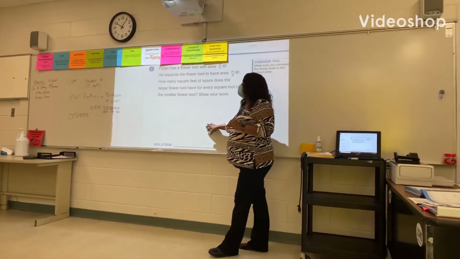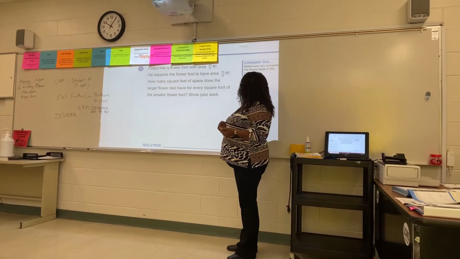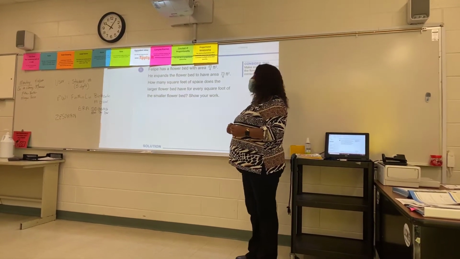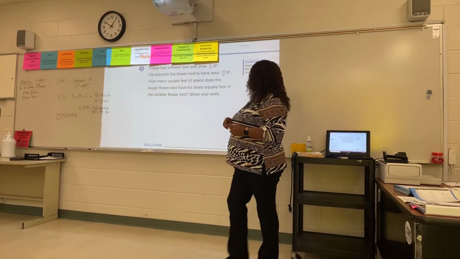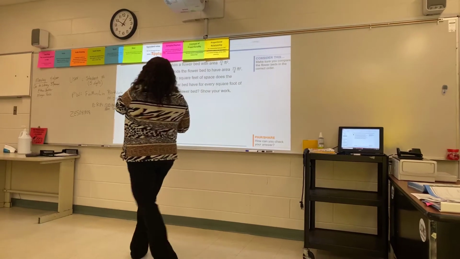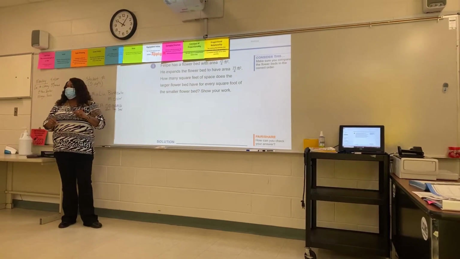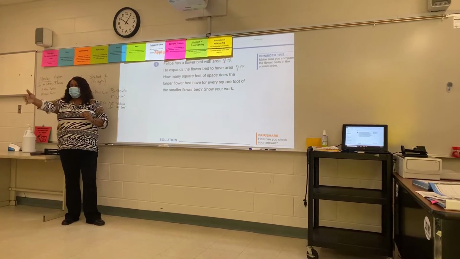On your sheet, it says Felipe has a flower bed with an area of 24 quarters square feet. He expands the flower bed to have an area of 75 quarters square feet. How many square feet of space does the largest flower bed have for every square foot of the smallest flower bed? Who can tell me what I'm talking about in this problem? What you got, Jay?